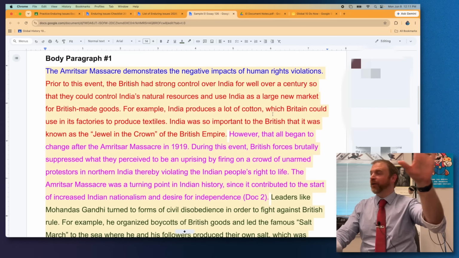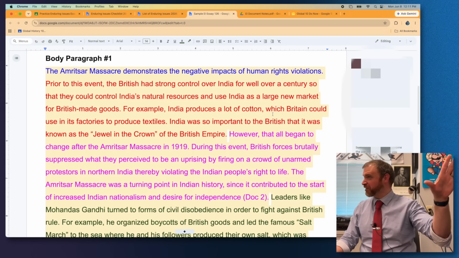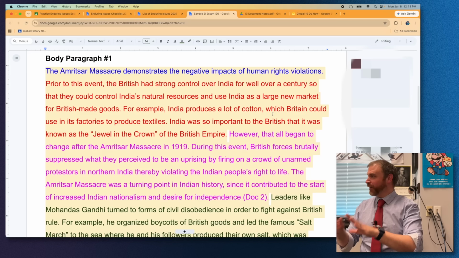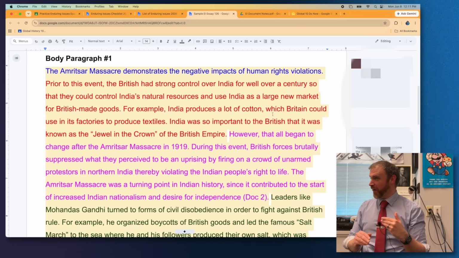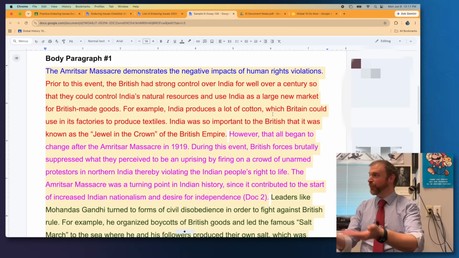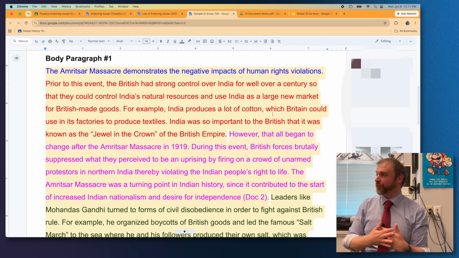What you're seeing right here is the path to getting a 5 out of 5 on this, okay? It's very likely that your body paragraphs will not be this robust every single time, especially if I'm not there to help you guys on the Regents, which I won't be as much as I want to be.